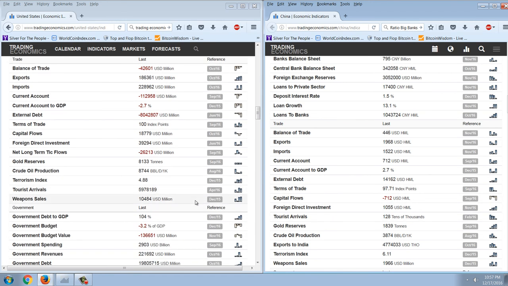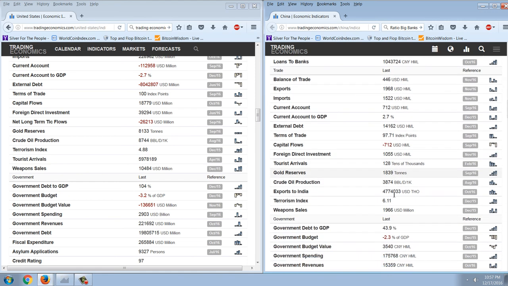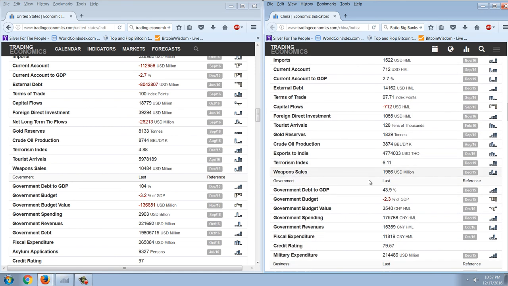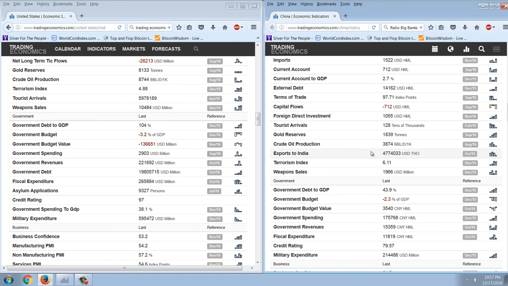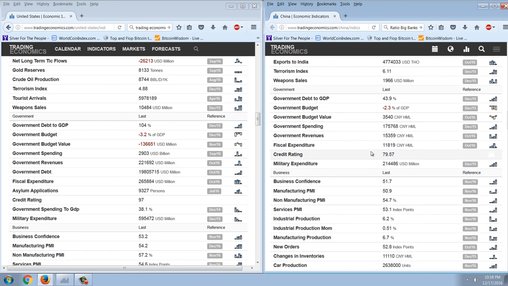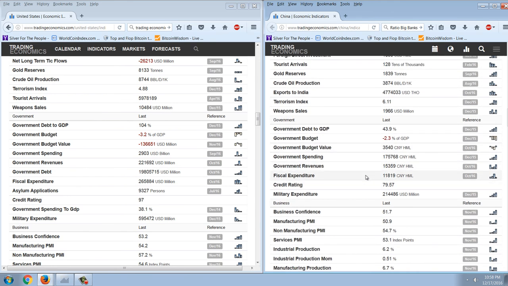Terms of trade and tourism and terrorism and business-friendly index and stuff like that. Those are political, again, so I'm not going to address those. Government debt to GDP, we already talked about that. Government budget value, government spending, etc. These are hard to compare because they're in U.S. dollars on the one hand and Chinese yuan on the other. It's roughly an 8-to-1 ratio, so you can do the math on those. Nothing really stands out that much.